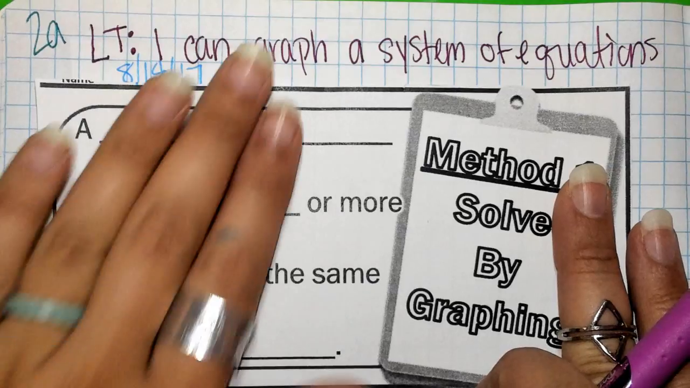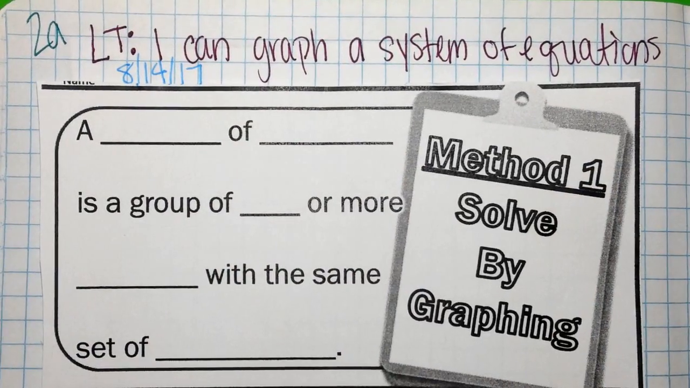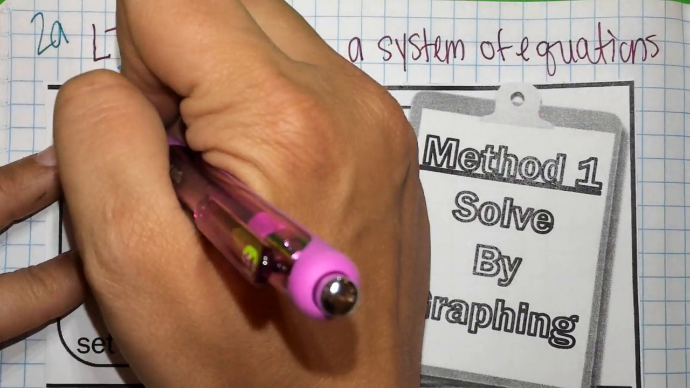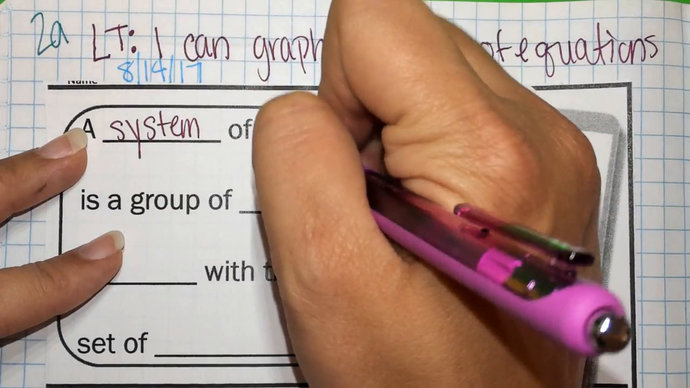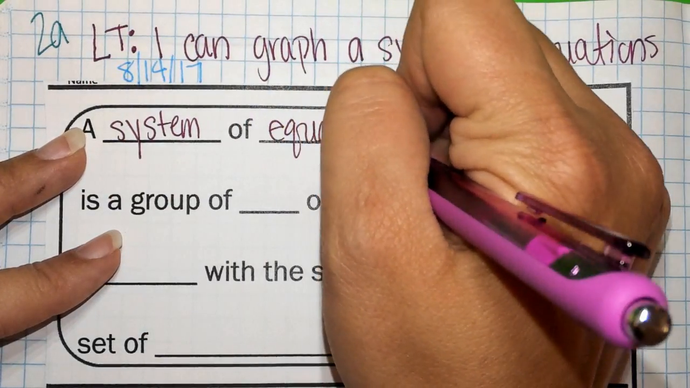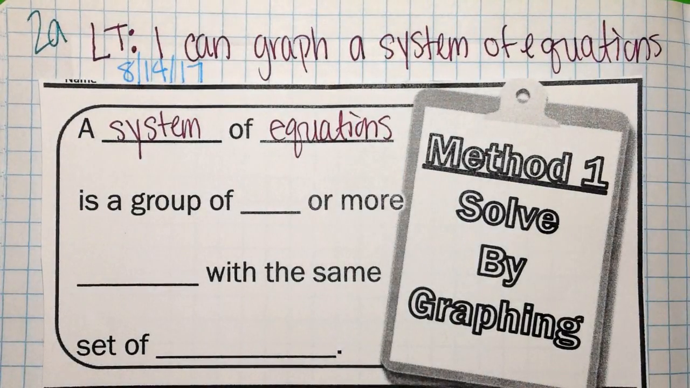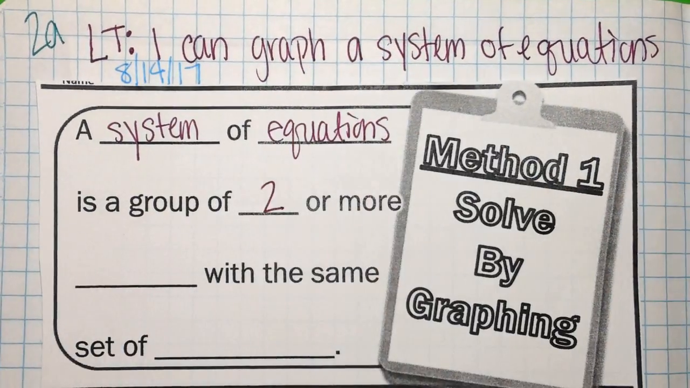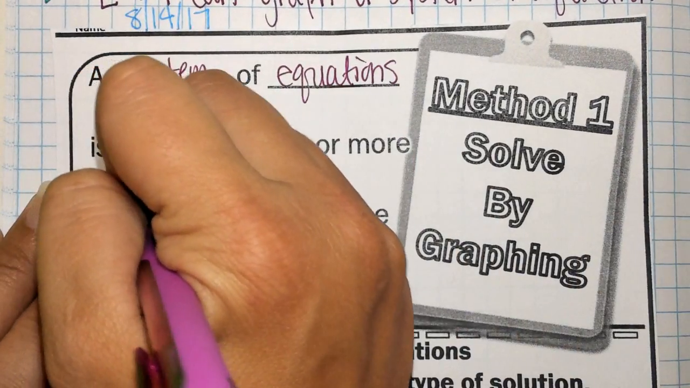Alright, so what we're going to do is fill in our first part. We're going to do some examples of what the solutions look like, and then we're going to practice graphing. Is everybody ready? Yes, ma'am. Alright, so a system of equations. Remember we did this last year. And what did we say a system of equations was? Is it one equation? No. It's two or more, right? So a system is a group of two or more equations.